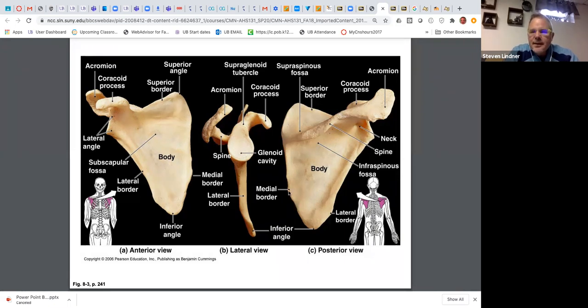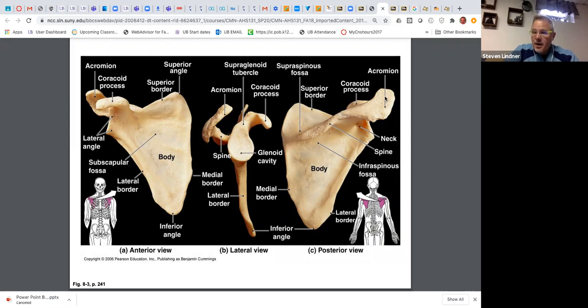Right around here on this medial border, you'll see that the spine of the scapula starts from there. It goes laterally and moves superiorly, right? It doesn't go horizontal. It runs lateral and superior until it gets to the highest point of the shoulder, called the acromion or the acromion process.